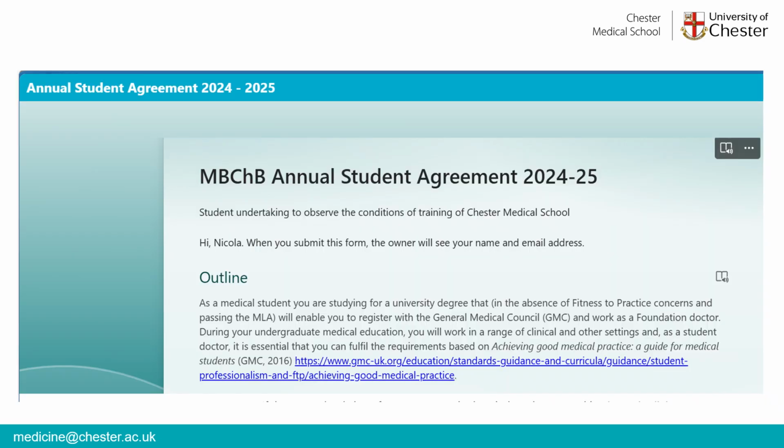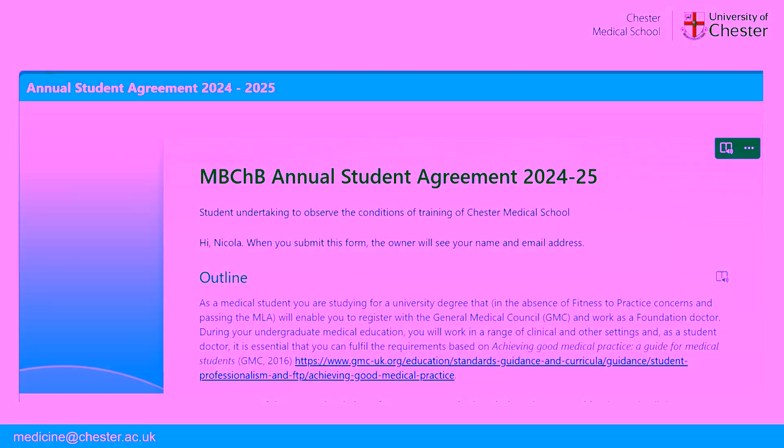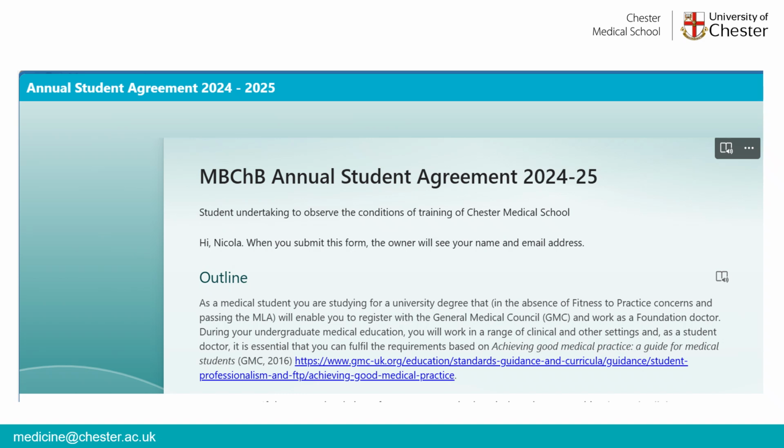Every year, the students at Chester Medical School will sign an annual student agreement. This sets out the GMC standards that are expected of the student on placement for the students to be aware of, including professional behaviours.